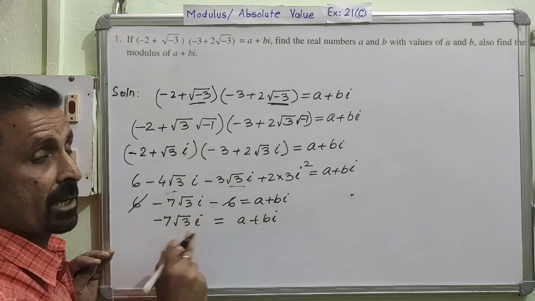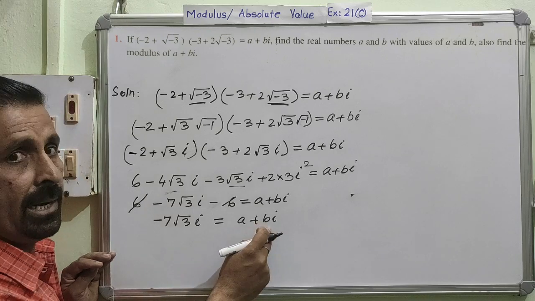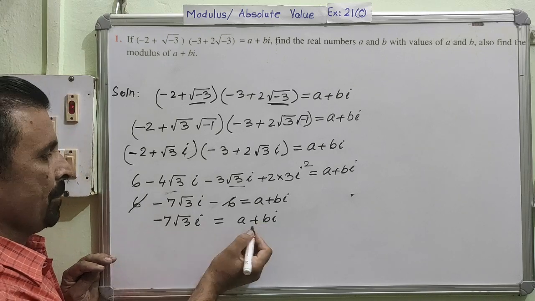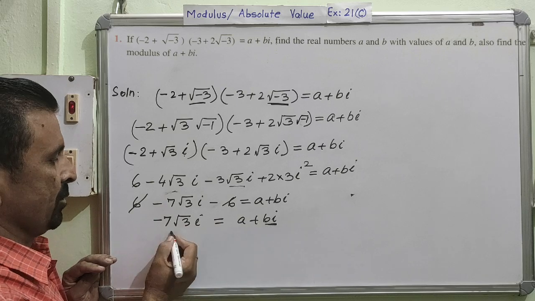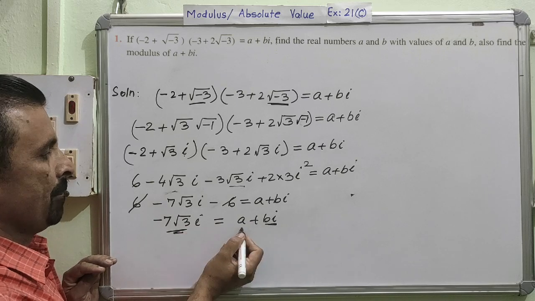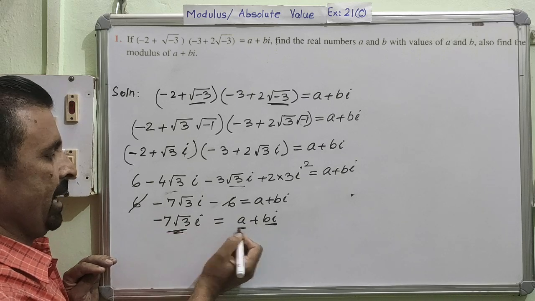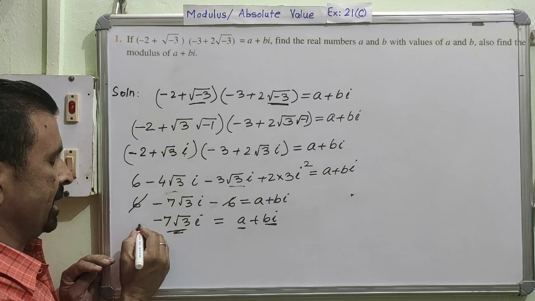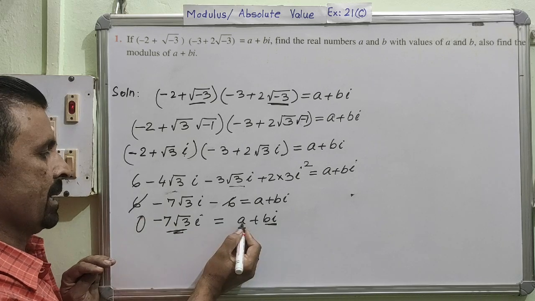Now we can equate the corresponding elements and we can have the values of a and b. So here this is corresponding to this term, so we can have the value of b, but then there is nothing corresponding to a on the left hand side. Therefore, we can introduce 0, right? And that will give you the value of a.